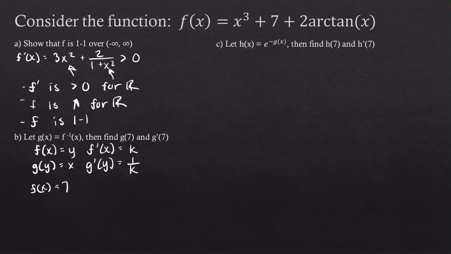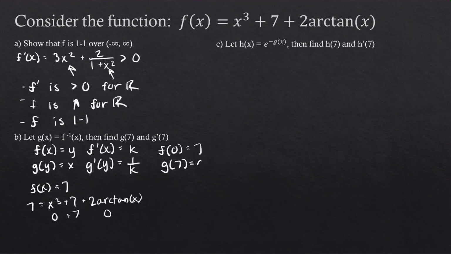So let's set our original equation equal to 7. And what x value would make this true? Just looking at it, I know that the x would have to be 0 because this would turn to 0 and you'd just be left with 7. So I know that f of 0 is equal to 7, g of 7 is equal to 0.